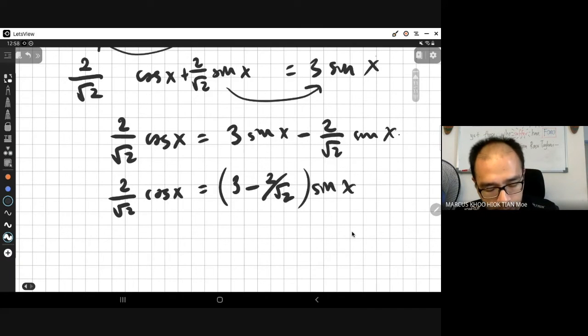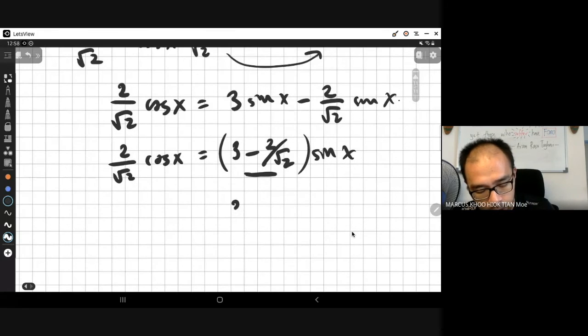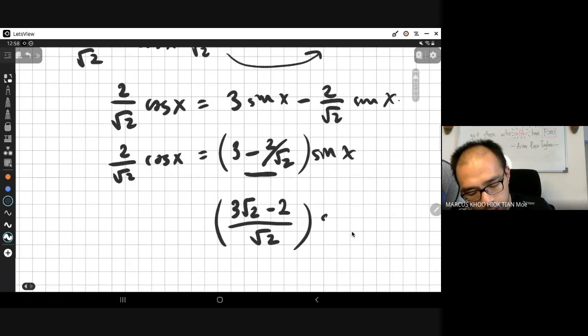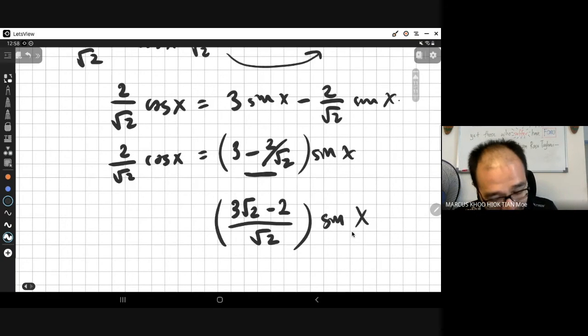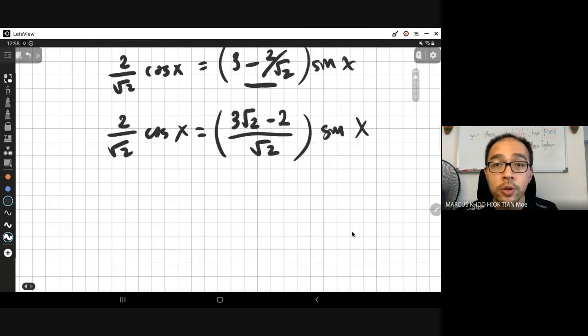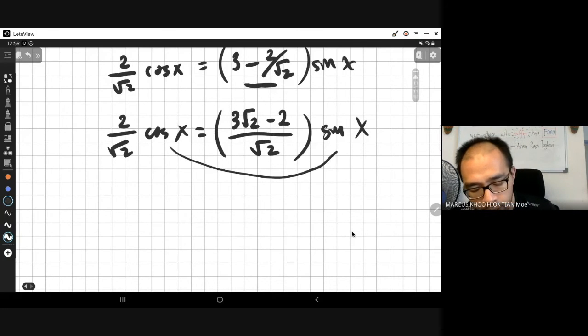Okay, now let me simplify this a little bit. Is it possible for me to simplify this? This will be 3 square root 2 minus 2 over square root 2, sine x, 2 over square root 2 cos x. Because you know what's going to happen over here? I'm going to switch it over. I'm going to bring this sine over here and I'm going to bring this over here.